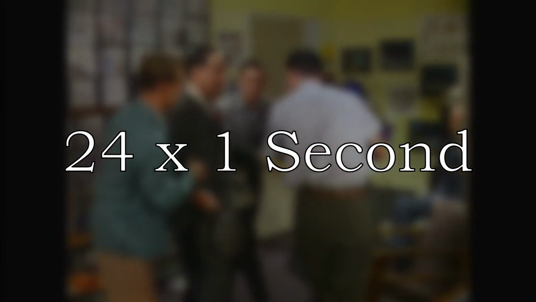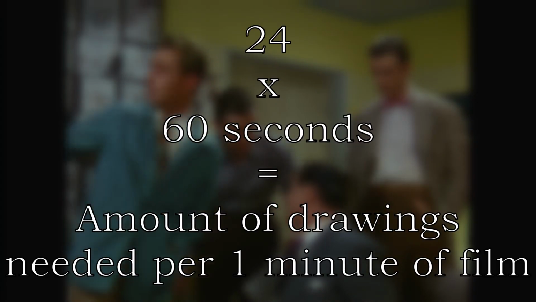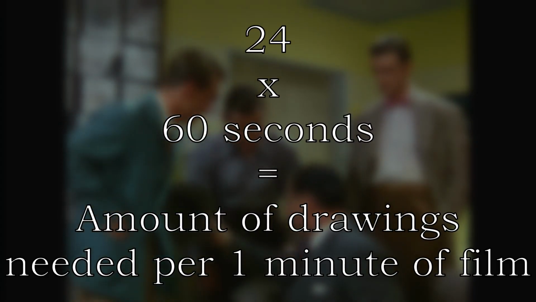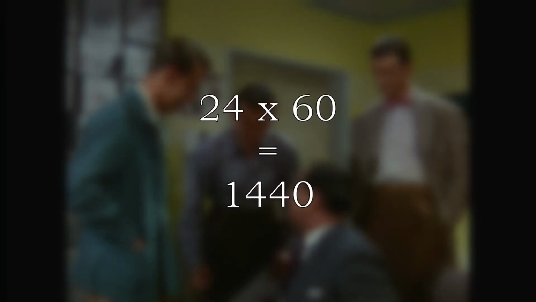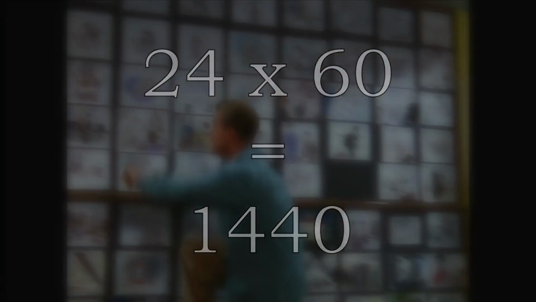Think about it. There are 24 frames for every second of screen time in a traditionally animated film. Then you have to multiply that number by a factor of 60 for every extra minute you add to a film. The result is a whopping total of around 1,440 extra drawings for every extra minute added to an animated film's runtime.